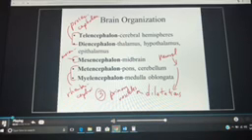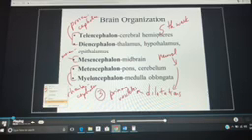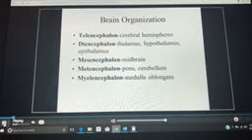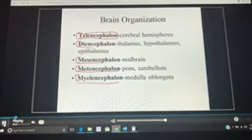Now, by the time we get to the 5th week of development, you end up with 5 secondary vesicles. So keep in mind, 5 weeks, 5 secondary vesicles. And so the prosencephalon is going to give rise to the telencephalon and diencephalon. The mesencephalon stays the same. The rhombencephalon is going to give rise to a metencephalon and a myelencephalon. And keep in mind, folks, this is what's going to develop or organize the brain into its specific components.